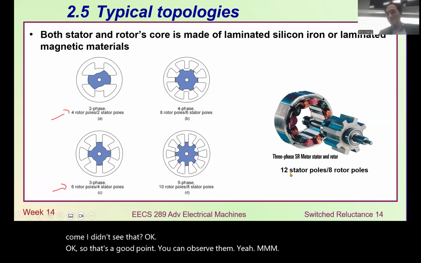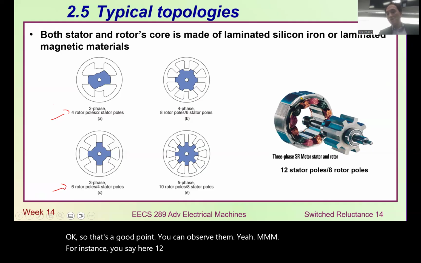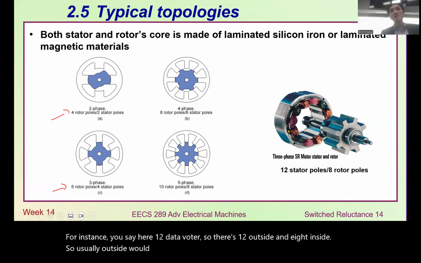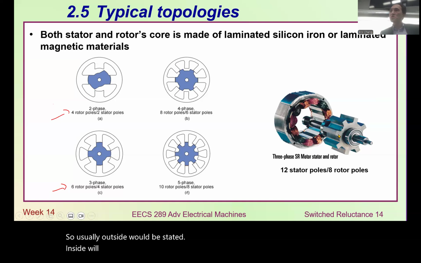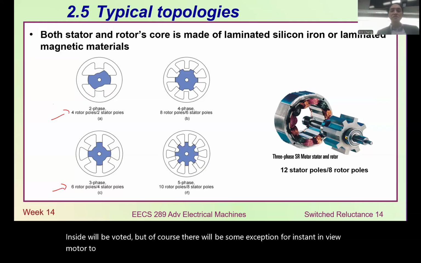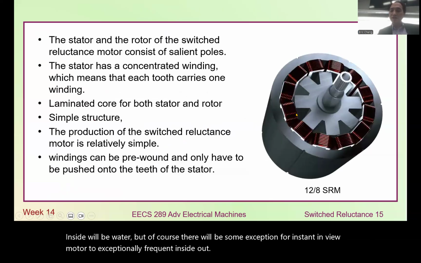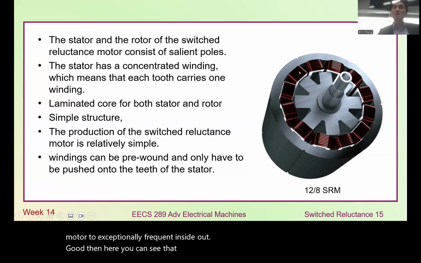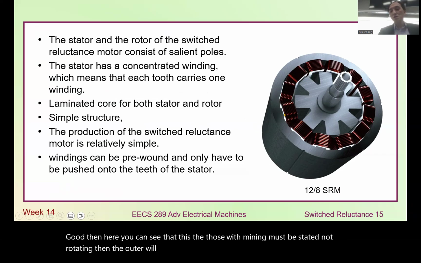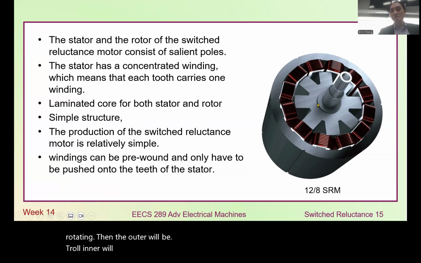For instance, you say here 12 stator, 8 rotor. So there's 12 outside and 8 inside. So usually outside will be stator, inside will be rotor. But of course, there will be some exceptions. For instance, the in-wheel motor is an exception, you flip it inside out. Good. Then in here, you can see that those with winding must be stator, not rotating. Then the outer will be 12, inner will be 8.